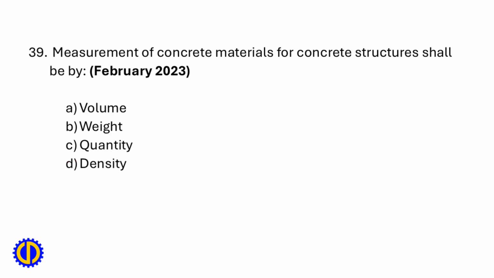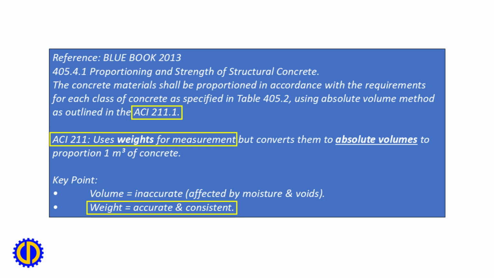39. Measurement of concrete materials for concrete structures shall be by A. Volume, B. Weight, C. Quantity, D. Density. B. Weight. Blue Book 2013, 405.4.1 Proportioning and Strength of Structural Concrete.